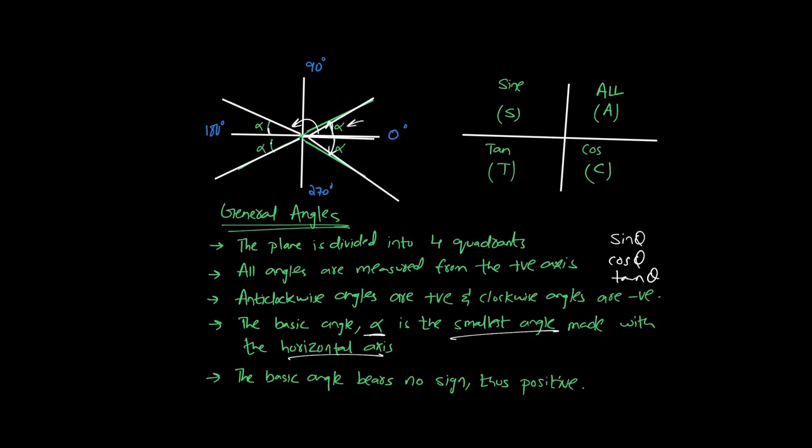So in the first quadrant, all ratios are positive. In the second quadrant, only sine is positive. In the third quadrant, the ratio of tan is positive, tan theta is positive, but sine theta and cos theta would be negative. And in the fourth, cos theta is positive. So you can remember like ASTC, all sine, tan, cos.